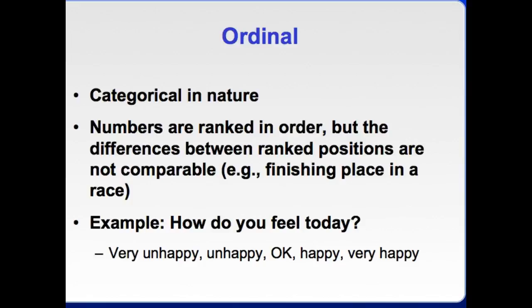Ordinal is categorical in nature. Numbers are ranked in order, but the differences between ranked positions are not comparable. So examples: finishing place in a race. Example, how do you feel today? Very unhappy, unhappy, okay, happy, very happy.